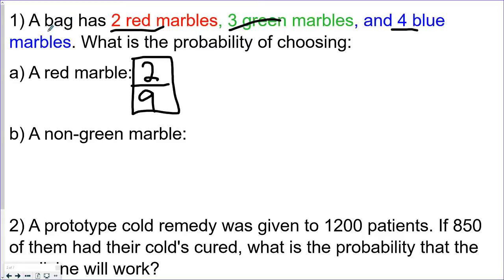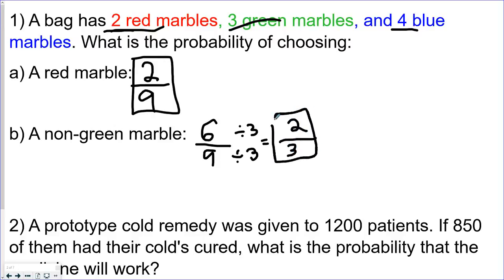Same thing for B. What's the chance of picking a non-green marble? Well, how many non-greens are there? Well, there's 2 red and 4 blue, so that's a total of 6 non-greens out of 9 total. I can reduce both of those by dividing by 3, and I get 2/3. And that is the probability of picking a non-green marble. Again, 66% if you want to put it into a percent form. And again, I know exactly how to get that without having to choose it myself. I don't have to actually run this experiment to figure out what it's going to be because I know what the factors are.